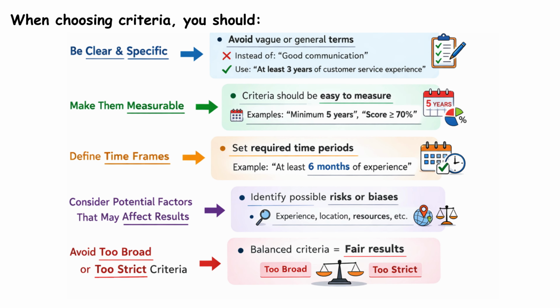When choosing criteria, you should make them clear and specific, not vague. Make them measurable, so you can easily check whether someone qualifies. Define any important time frames, for example, at least 6 months of experience. Think about factors that could interfere with results. Avoid making criteria too broad or too strict. Example: inclusion and exclusion criteria.